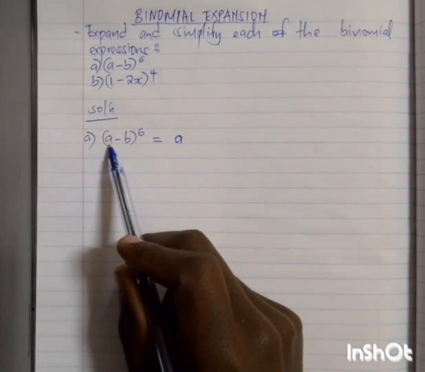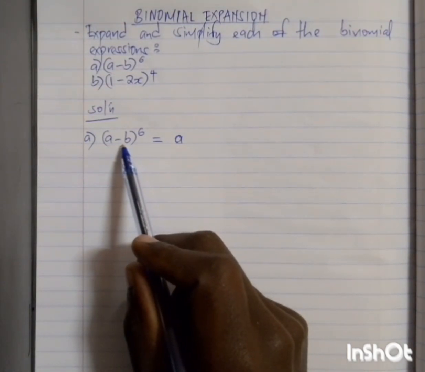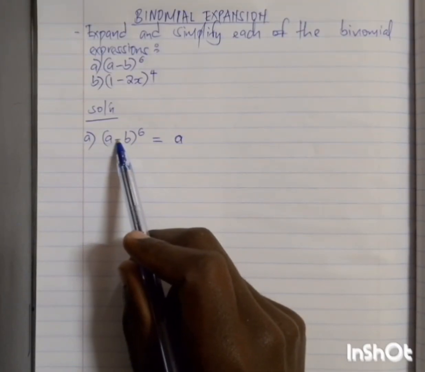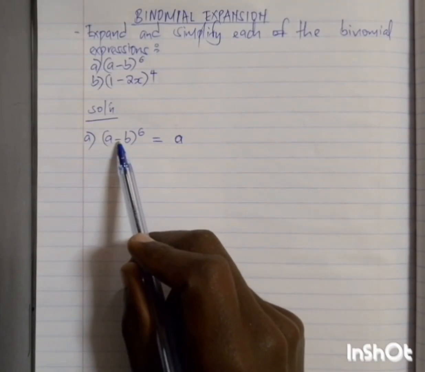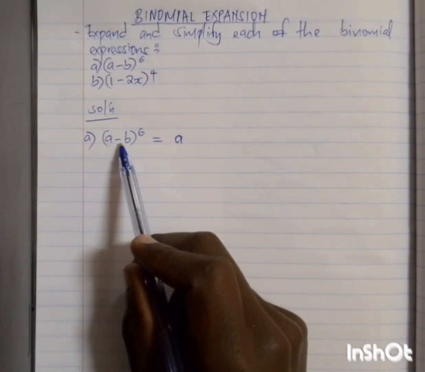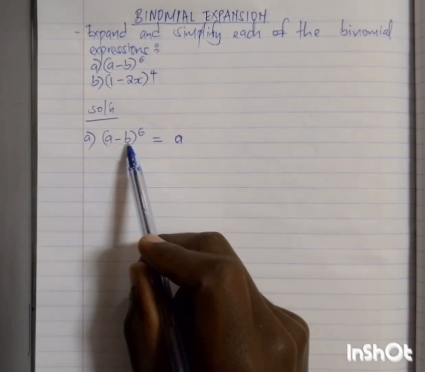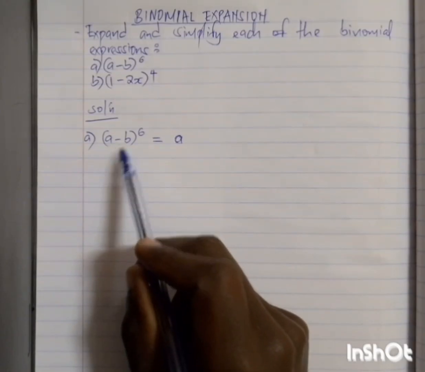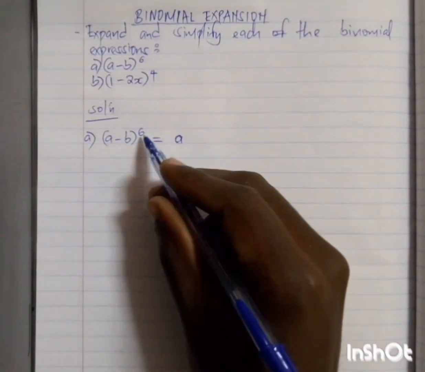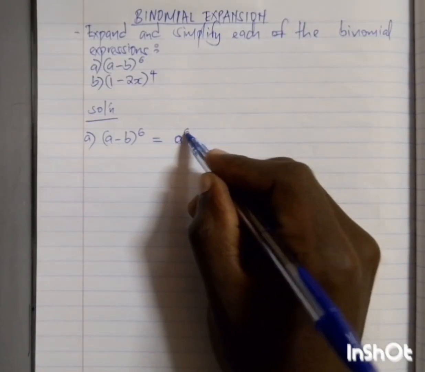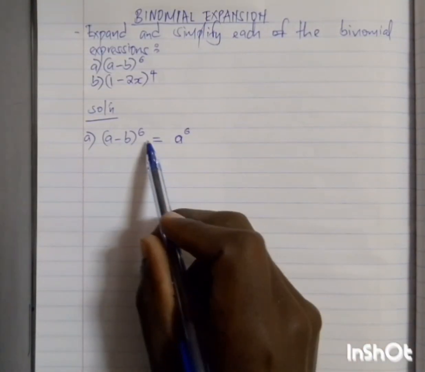We have the first term, which is a, and the second term here, which is minus b, because this is a negative. If it were positive, it would be only b. But since we have a negative, we also take the negative as part of the second term. So the first term, write it with the first power, which is 6, the power which we have here.